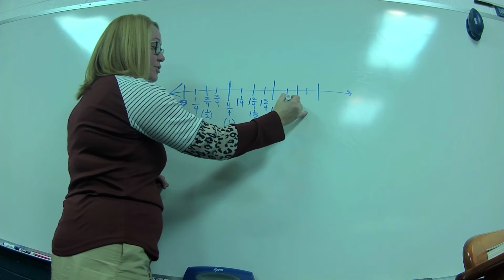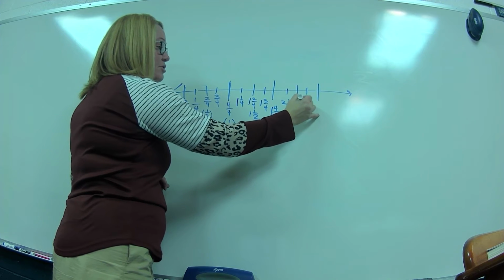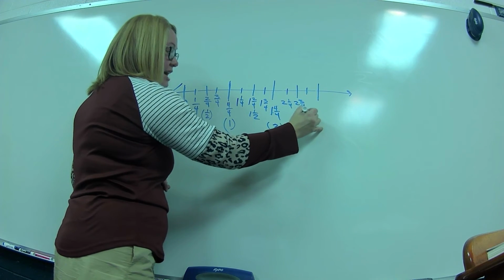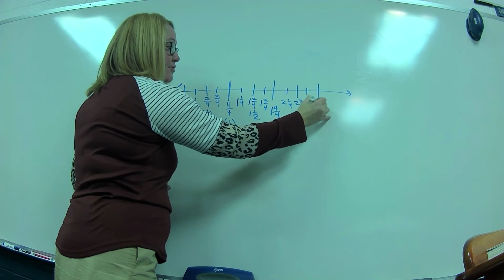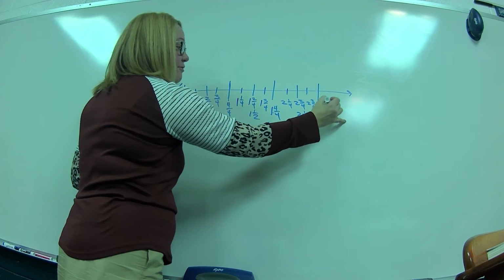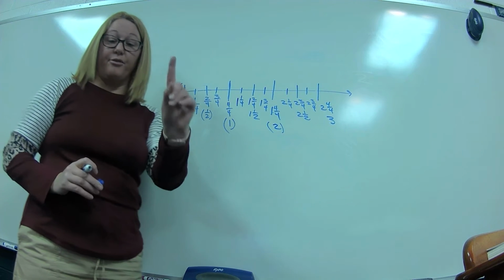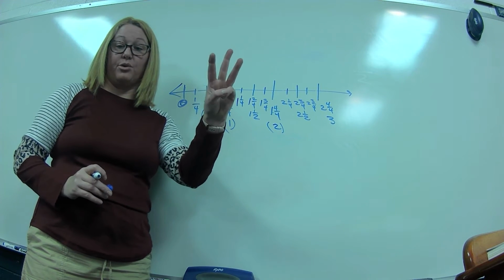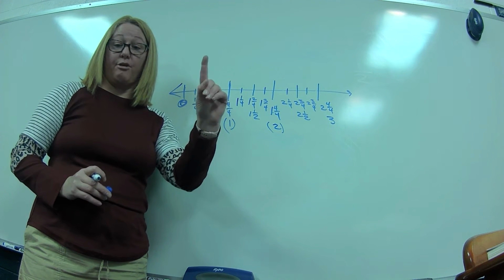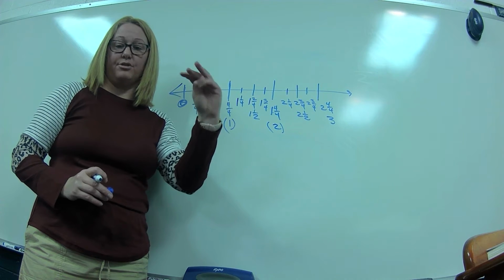Here I'm going to have 2 1/4, 2 2/4, which goes to 2 1/2. Then 2 3/4. And then 2 4/4, which is going to give me 3. It's always a fourth, a half, 3/4, a whole. A fourth, a half, 3/4, a whole.